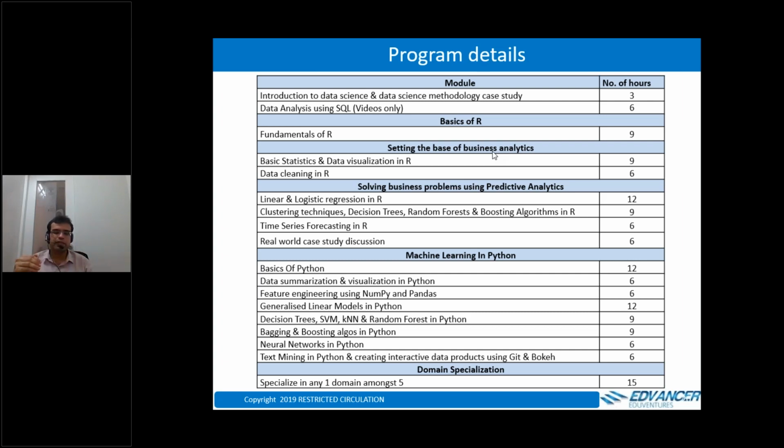And finally, for 15 hours, you will be able to choose one domain or one vertical in which you want to specialize out of 5 choices. And UPES offers this specialization, and you can specialize in that single domain with them. So you can be a specialist in that domain as far as data science is concerned.